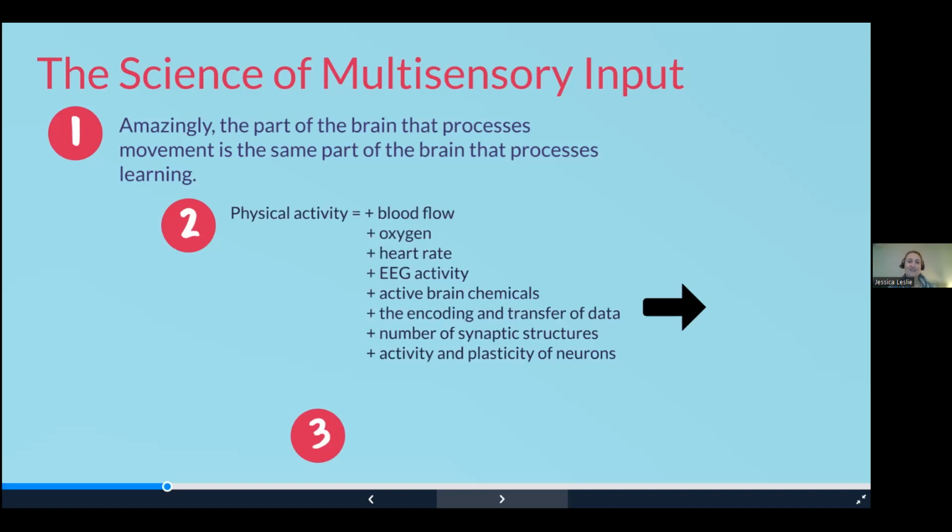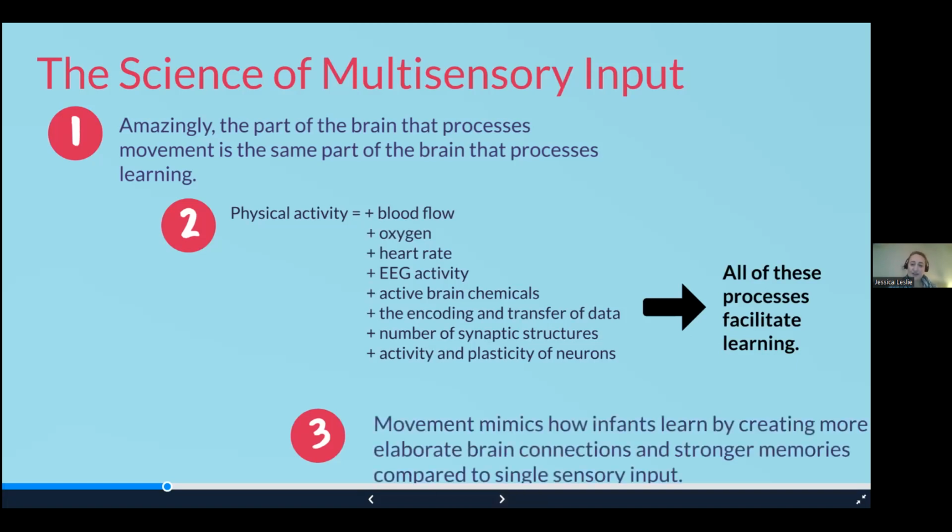I won't read all of these things. You can take a look there. But when we participate in physical activity, all of these things are happening in our brains, which is fine. That's all well and good. But also, all of these things facilitate the process of learning, which is fabulous.